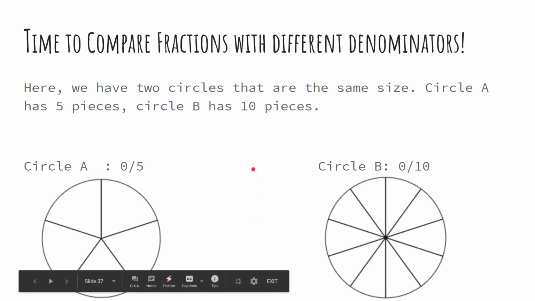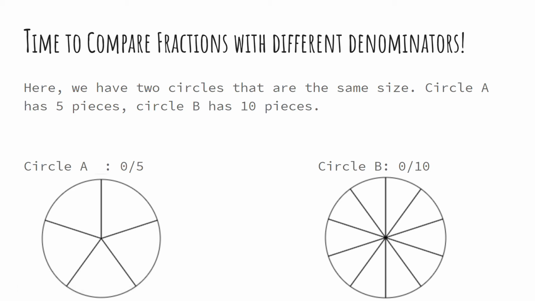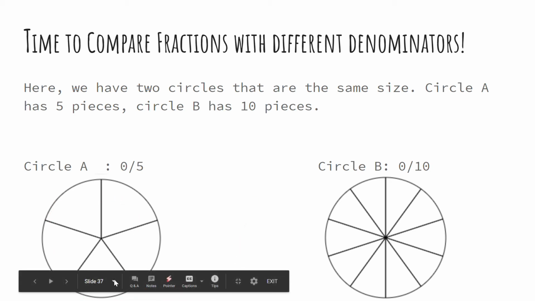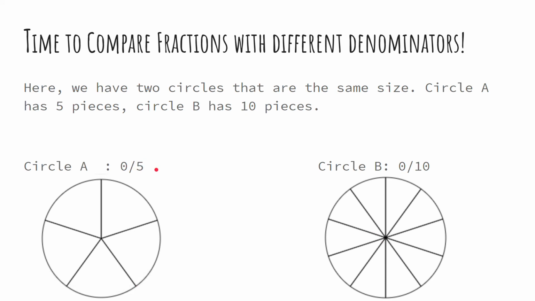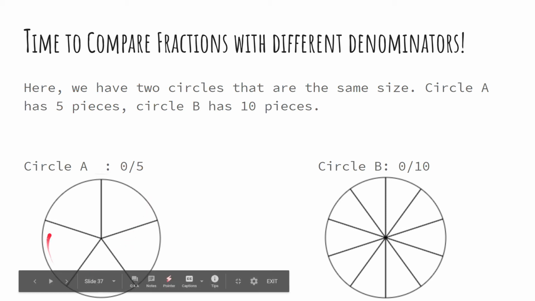Okay, so this is where things can get a little bit tricky. So now we're going to compare fractions with different denominators, that different bottom number. So here we have two circles that are the same size. Circle A has 5 pieces and circle B has 10 pieces, okay? 5 here, 10 here. That means our denominator, the bottom number, which tells us how many total pieces we're working with, for this question would be 5 and this one would be 10.